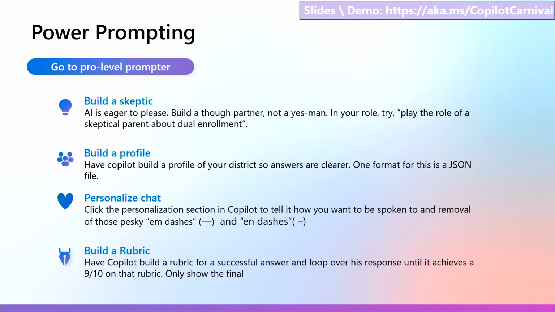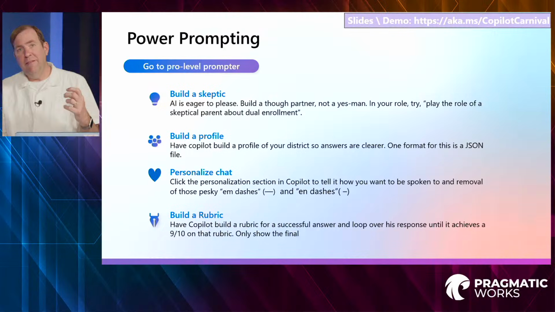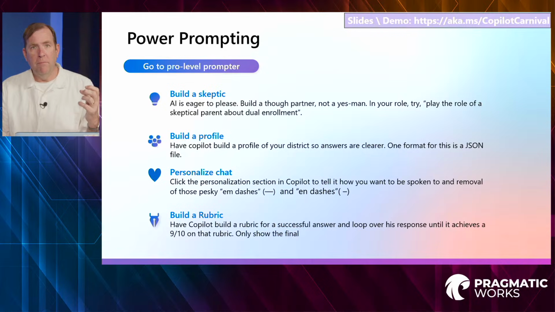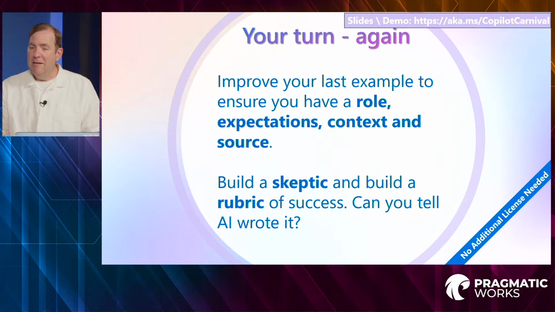Building a rubric is my favorite way of making this a better prompter. So what we're going to do in a second here is put up top, build a rubric of the perfect brochure, and then iterate over it over and over again until you have finally built the best brochure possible. I like it. So let's try this one more time by integrating these concepts into that prompt we did before.